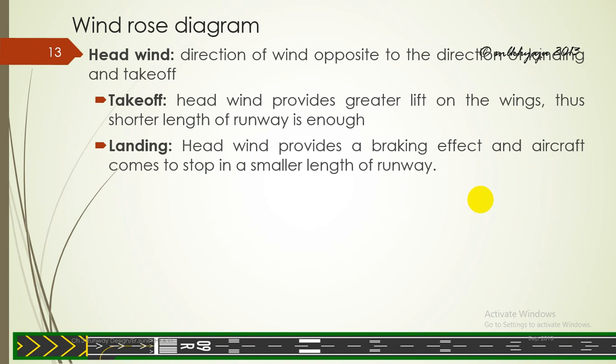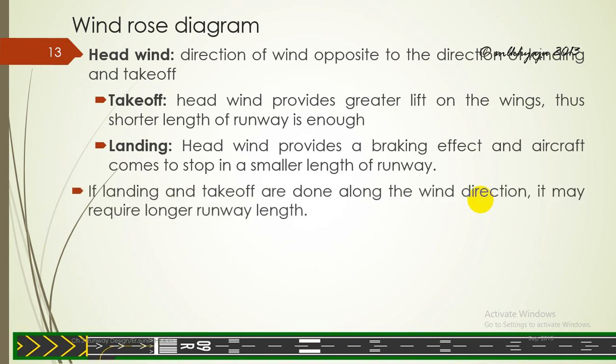headwind. Direction of wind opposite to the direction of landing and takeoff. This headwind provides both advantages for the takeoff as well as landing. In case of takeoff, headwind provides greater lift on the wings, thus shorter length of runway is enough. And in landing case, headwind provides a braking effect and aircraft comes to stop in a smaller length of runway. If landing and takeoff are done along the wind direction, it may require longer runway length.